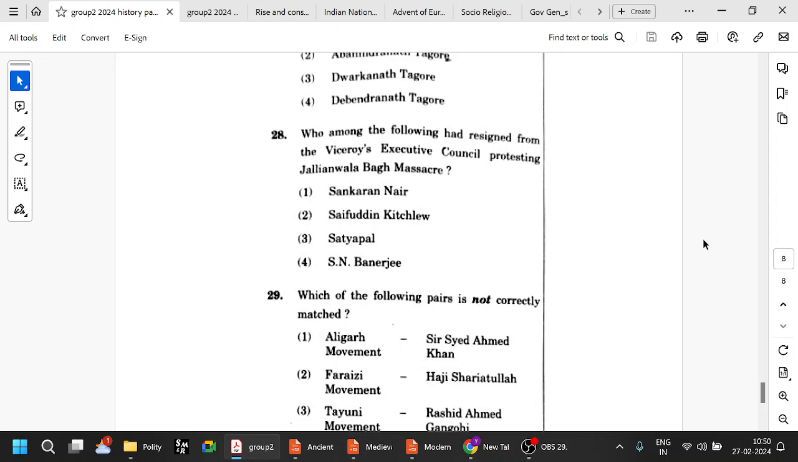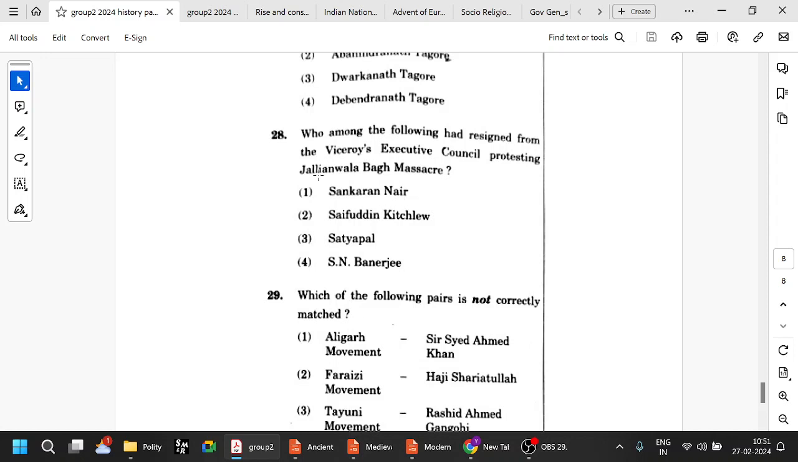Who among the following had resigned from the Viceroy's Executive Council protesting the Jallianwala Bagh massacre? So you have to understand the Jallianwala Bagh massacre was a protest against the Rowlatt Act of 1919. General Dyer was the person who gave the order to shoot, and many people died. Rabindranath Tagore had returned his knighthood, we have seen, and Sankaran Nair had resigned from the Viceroy's Executive Council.